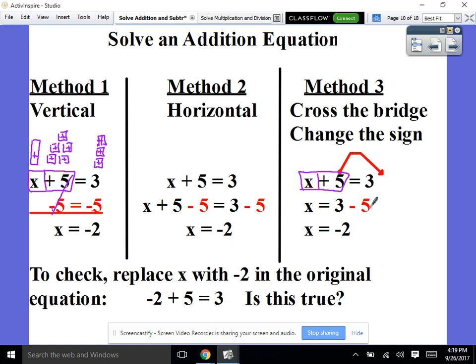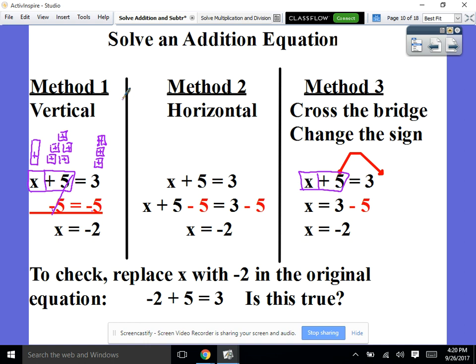Either method does not matter to me which method you use. You choose the method that makes more sense to you. I usually defer to method 1 because it's the way I learned, but if I'm in a hurry, I use method 3. All right, so once you've solved an equation, you need to check it.